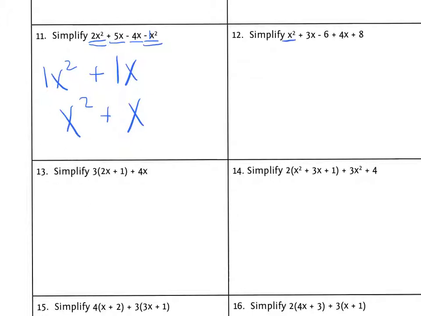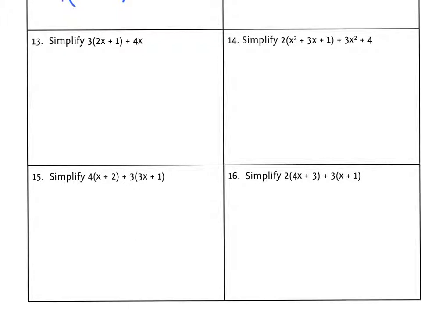Problem 12, we've got 1x squared, and there's no other x squared, so we've just got the x squared term. For the x's, we have positive 3x, positive 4x, for a total of positive 7x. And then for the constants, just the numbers, we've got negative 6, positive 8, positive 2.